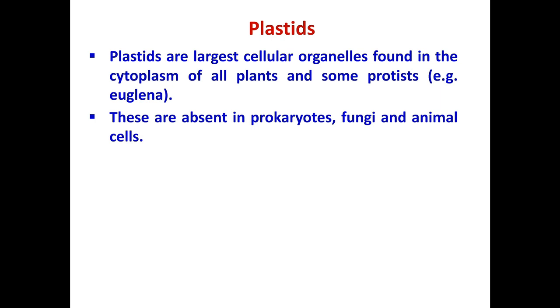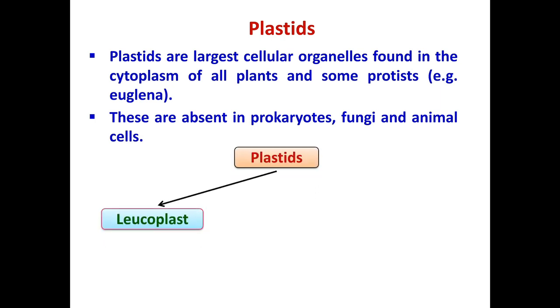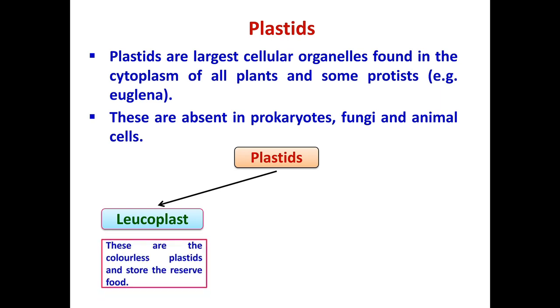Students, if we talk about their types, then plastids are of three types. First type is known as leucoplast. Leucoplasts are colorless plastids and these plastids are responsible for the storage of reserve food materials in the form of starch, fat and proteins. Second type is known as chromoplast.